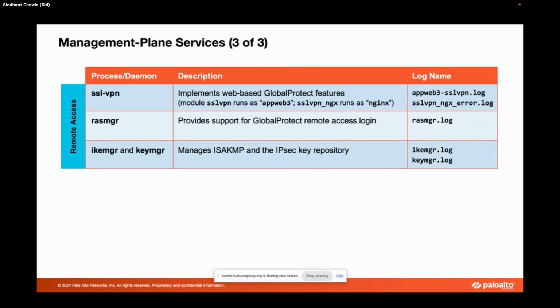SSL VPN implements web-based GlobalProtect features. It is running on the device and the log file names are appweb3 sslvpn.log and sslvpn_ngx_error.log. RAS Manager, also for GlobalProtect, provides support for GlobalProtect remote access login, rasmgr.log. IKEmgr and keymgr manage ISAKMP and the IPsec key repository. It can be used for GlobalProtect as well as normal VPN connectivity on the device itself. The log file names are ikemgr.log and keymgr.log.